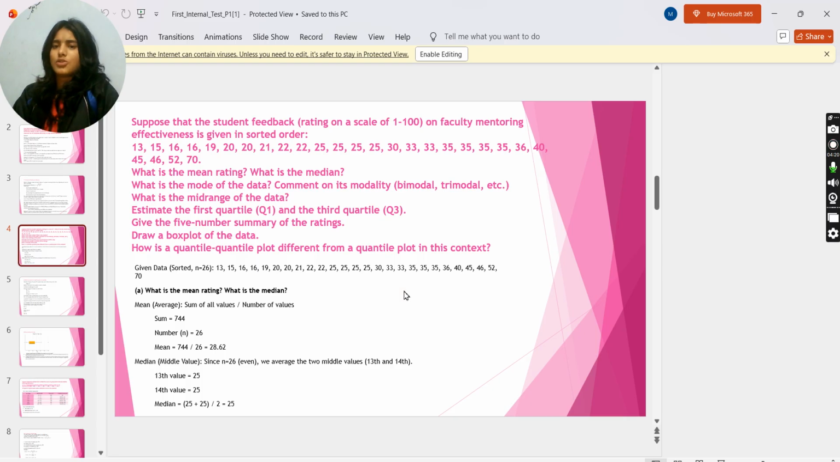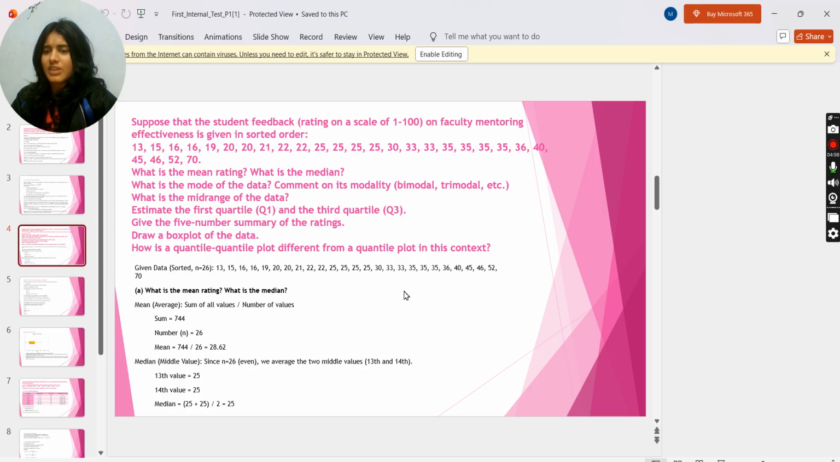Suppose that the student feedback ratings on a scale of 1 to 100 on faculty's mentoring effectiveness are given in sorted order. What is the mean rating? We have to find the mean, median, mode of the data, and the modality: bimodal, trimodal. What is the range of the data? Estimate the first quartile and third quartile. We have to give the five-number summary of the ratings, draw a box plot of the data. How is a quantile plot different from a quantile-quantile plot in this context?